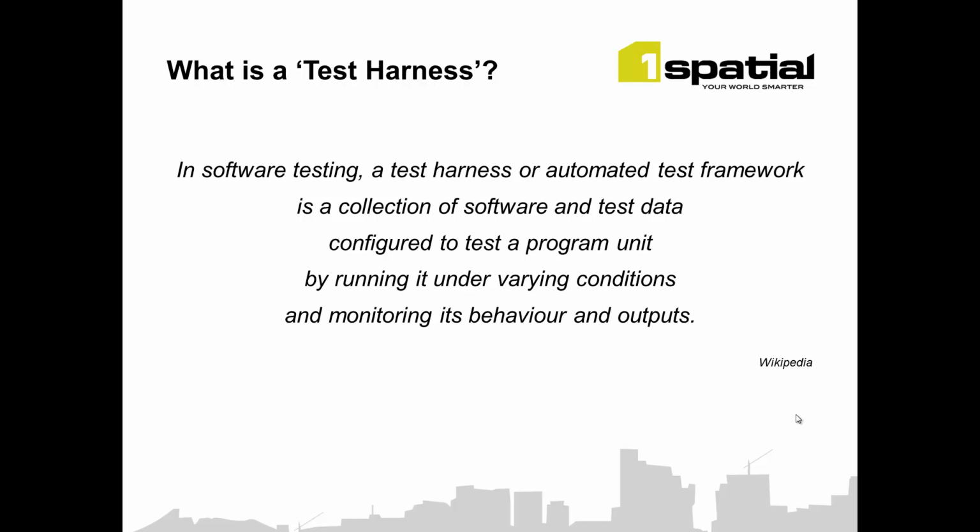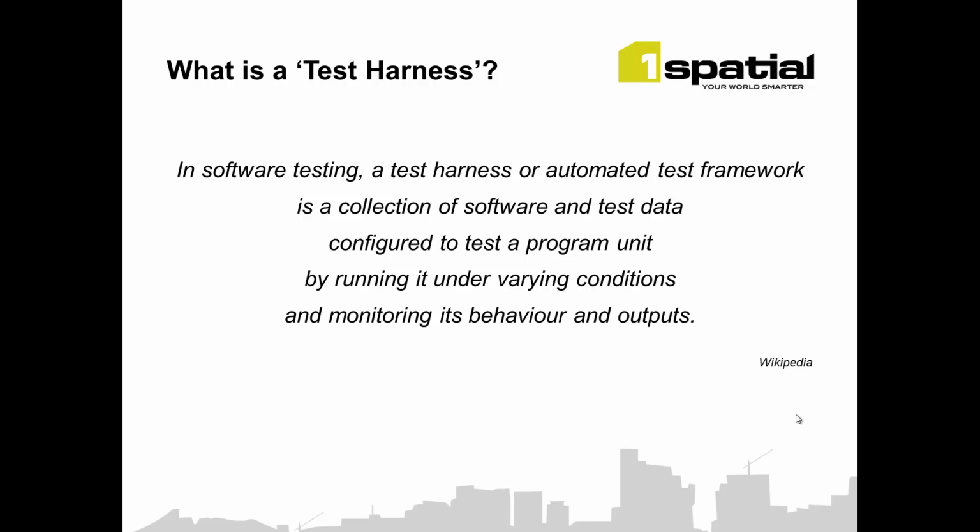So, just moving on a little bit to looking at how we tried to understand what the results were of each workspace and make sure that we didn't break anything with the process, was effectively using FME as a test harness. This is the wiki definition of a test harness. It tells us how the testing process is carried out in software testing. A test harness or automated test framework is a collection of software and test data configured to test a program unit. And we use varying conditions to monitor the behavior and the output.